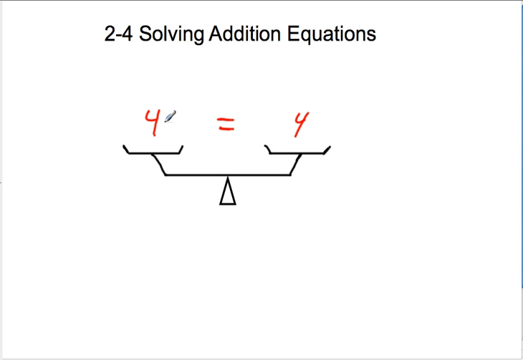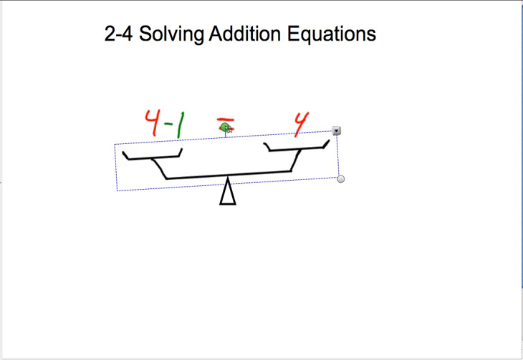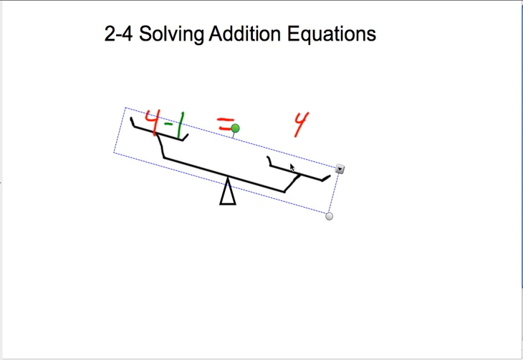If I were to take away something from this side, this would now become heavier because this is lighter, and so the equation would no longer be in balance. This side, the 4, would be heavier, and the 4 minus 1 would be lighter, and so this would be out of balance and therefore not equal.